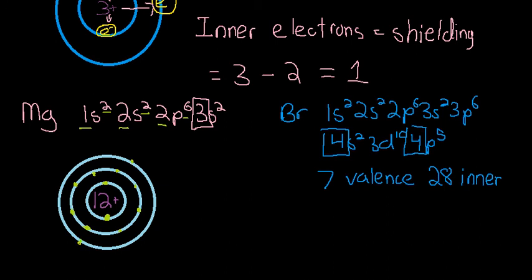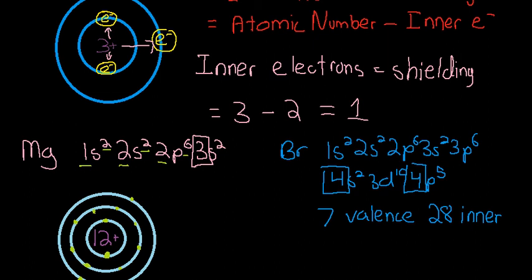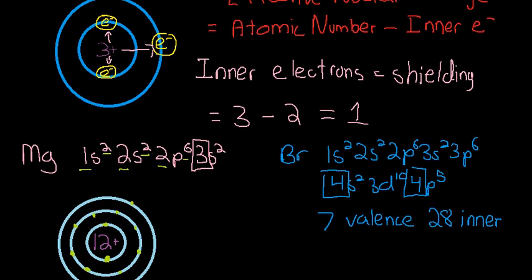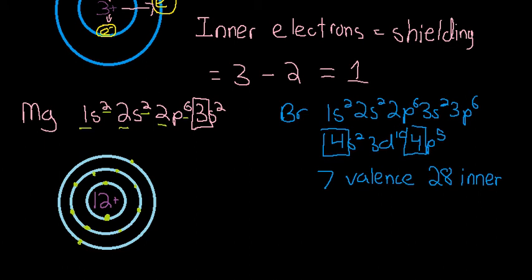So what is the effective nuclear charge caused by this? Well, from our equation up here, the effective nuclear charge is the atomic number minus the number of inner electrons. We can see from this diagram that we have 10 inner electrons, and we know the atomic number of magnesium is 12. 12 minus 10 will give us a Z effective of plus 2. 12 minus 10 equals plus 2.